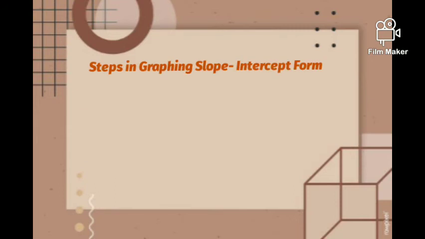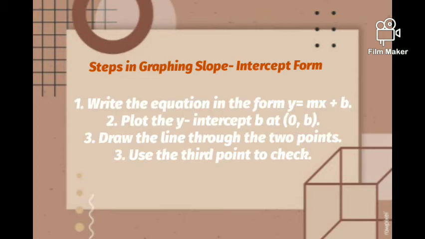These are the steps on how to graph the slope-intercept form. Step number 1, write the equation in the form y equals mx plus b. Second, plot the y-intercept b at 0, b. Third, draw the line through the 2 points. And lastly, use the third point to check.